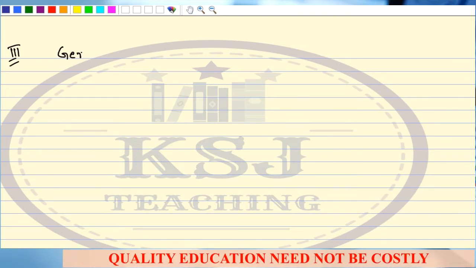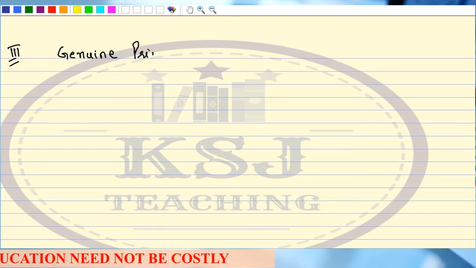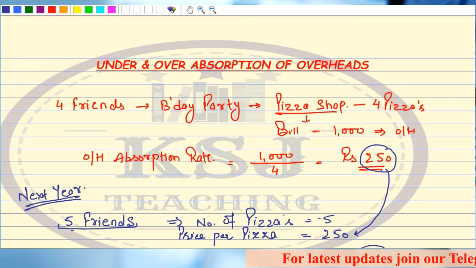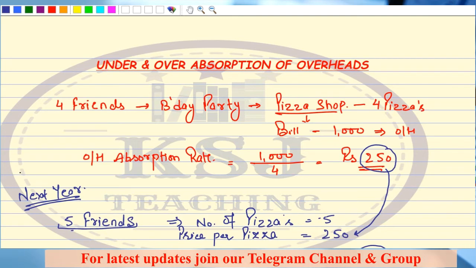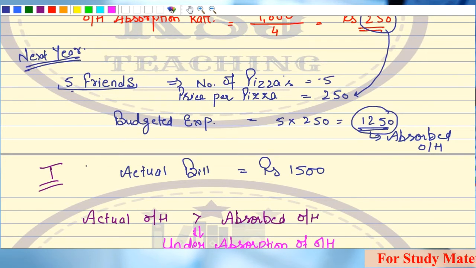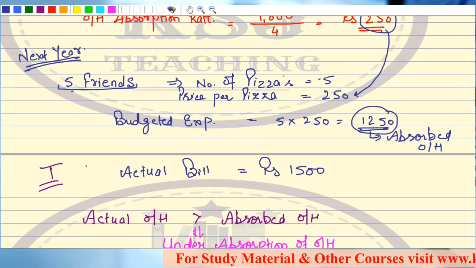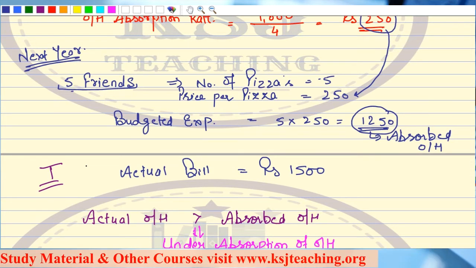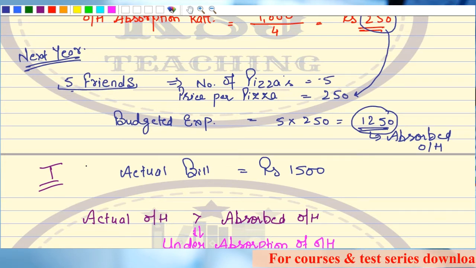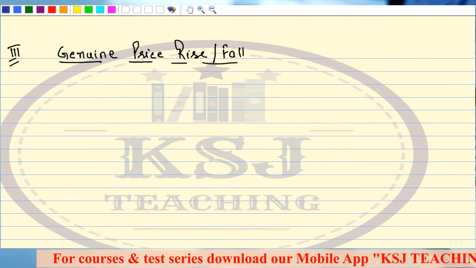Now, next case, the third case, is genuine price rise or fall. Coming to the same example, suppose this actual expenditure of 500 is due to the prices of the raw materials having increased, and accordingly the price of the pizza has increased. So this is genuine, due to market reasons. This is beyond your control. It is a genuine price because the raw materials have increased. That is why the prices of the pizza have increased. Nothing much you can do about it. So this is a genuine reason.